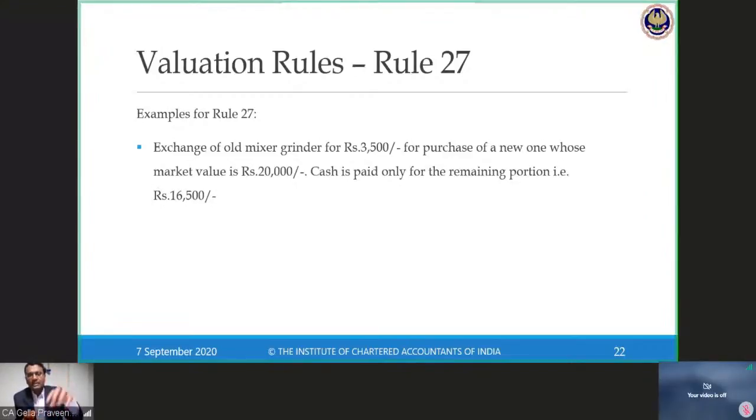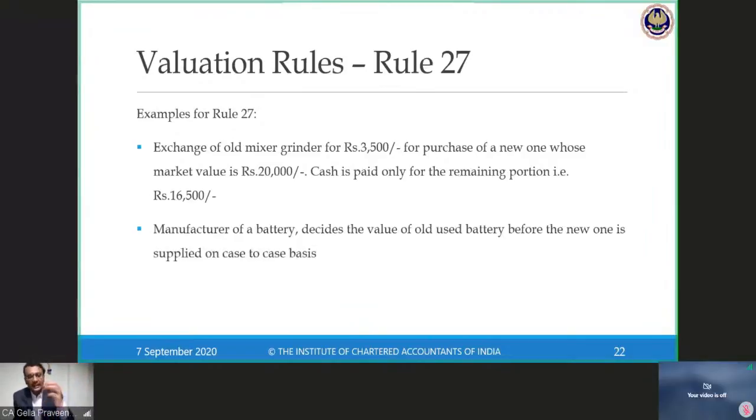I have given an example so that we will understand this Rule 27 in a better manner. Exchange of an old mixer grinder for rupees 3,500 for a purchase of a new one whose market value is 20,000. Cash is paid only for 16,500. Now, why have I come to valuation rules? Price is not the sole consideration. When price is not the sole consideration, I am coming to valuation Rule 27. Another example: a manufacturer of a battery decides the value of the old used battery before the new one is supplied. Usually when I buy a battery, there is an exchange, a barter. I take your old battery, I give my new battery. So the first example is an exchange for a market value which is available. Example number 2 is where there is a barter transaction. In both these transactions, where there is an exchange or a barter, my Rule 27 comes into picture.